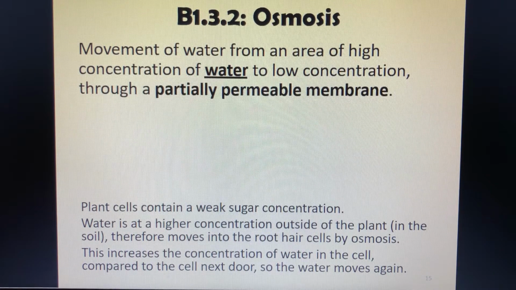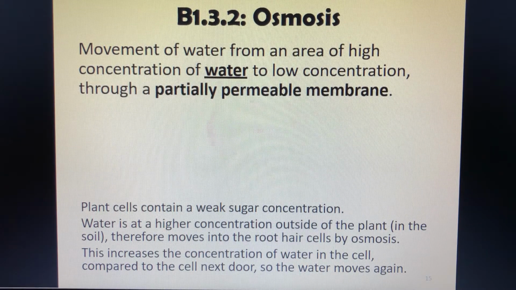Okay, osmosis. Look at the definition really carefully. That is going to be worth 3 marks. Movement of water from an area of high concentration of water to low concentration of water through a partially permeable membrane. It always happens through a membrane, partially as in some stuff goes through, other stuff doesn't.